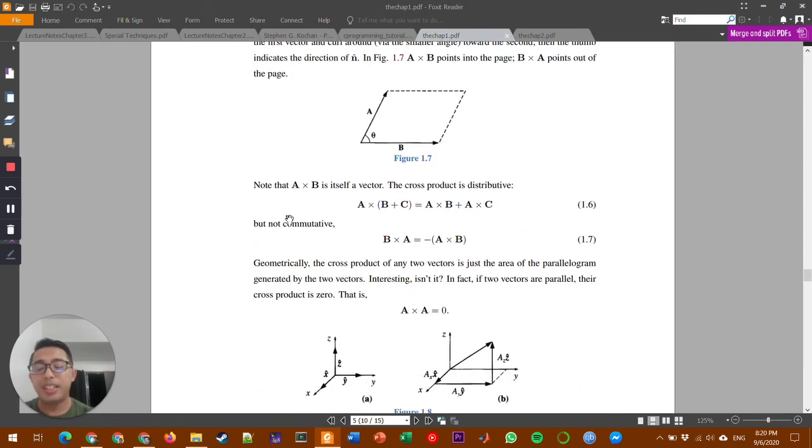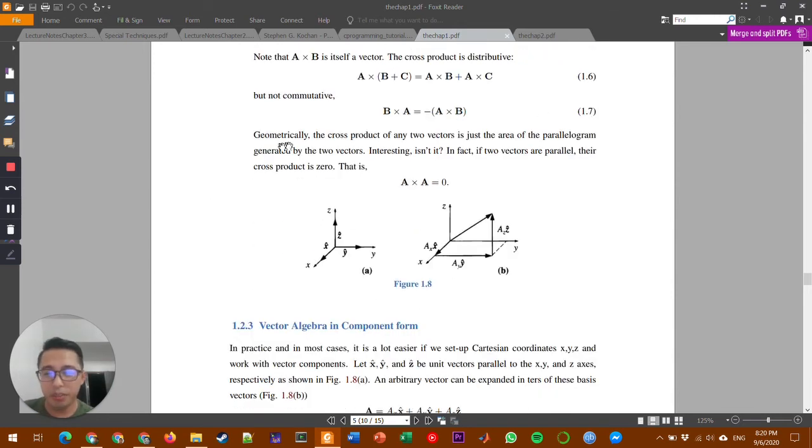Now, unlike the dot product, which is commutative, for the vector product, it's not commutative anymore. So B cross A is not the same as A cross B. So you have to put a negative sign. So ma-flip siya, di ba? Kaganina. Kita mo na ito sa example. If you have A cross B, mao niyang direction. But if B cross A, baliktad siya. So baliktad ang direction. So it's not commutative. So opposite ang direction.